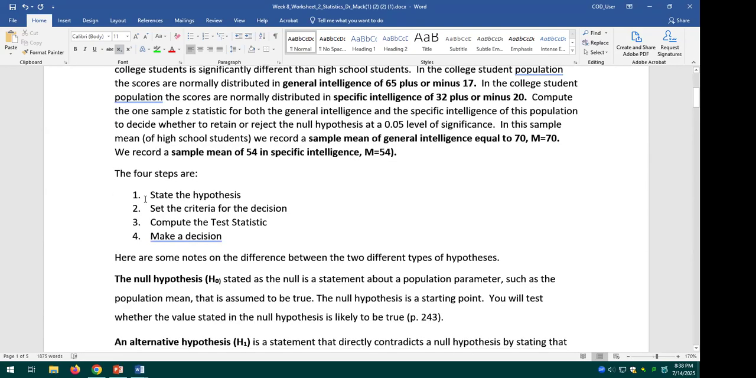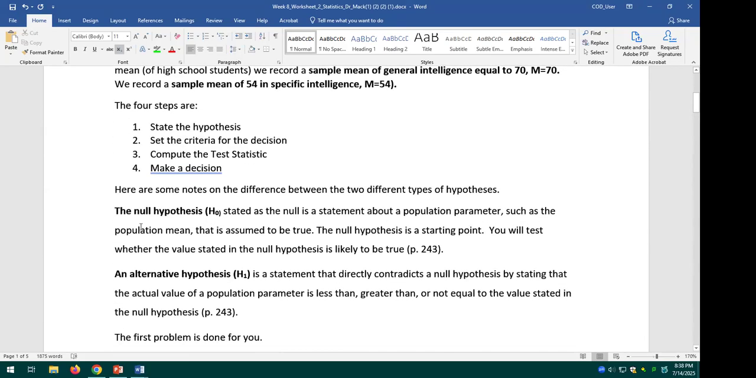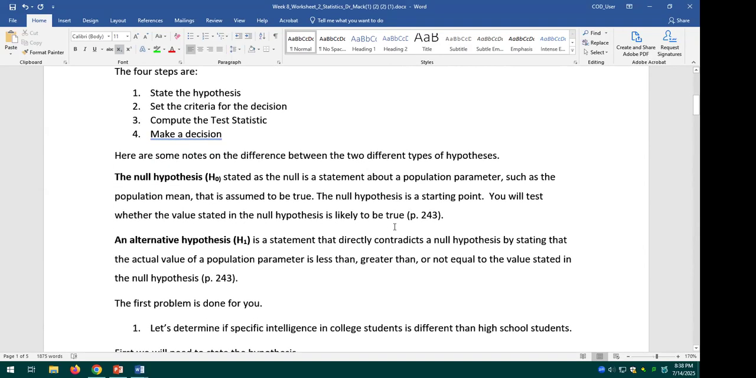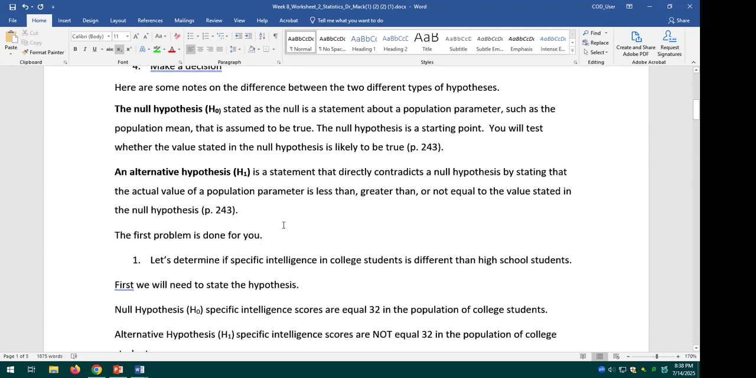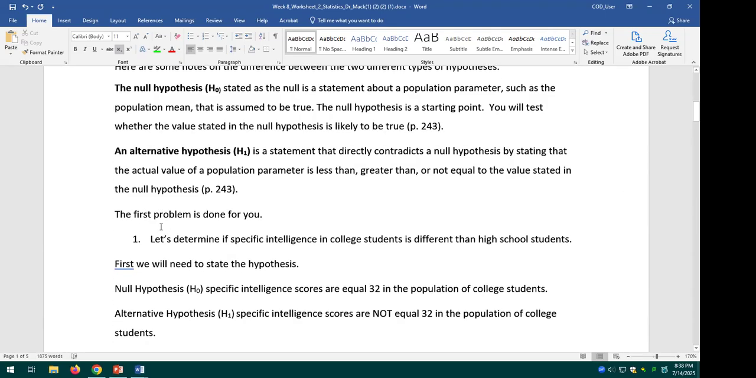The 4 steps are state the hypothesis, set the criteria, compute the test statistic, and then make a decision. So the null hypothesis is stated as a null statement about a population parameter, such as the population mean, that is assumed to be true. The null hypothesis is your starting point. You will test whether the value stated in the null hypothesis is likely to be true. An alternative hypothesis is a statement that directly contradicts the null hypothesis by stating the actual value of the population parameter is less than, greater than, or not equal to the value stated in the null hypothesis.